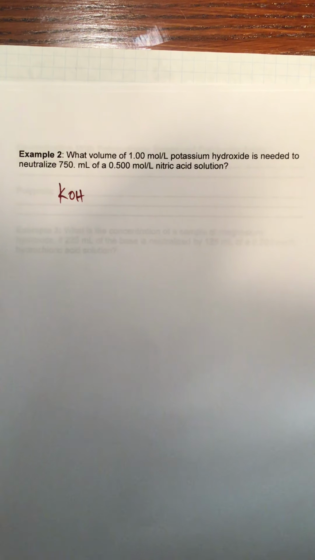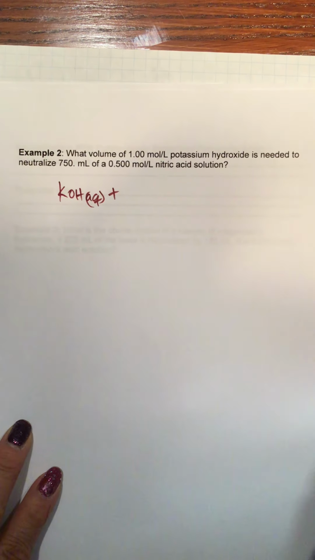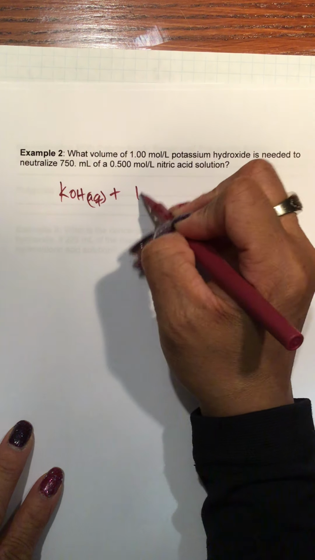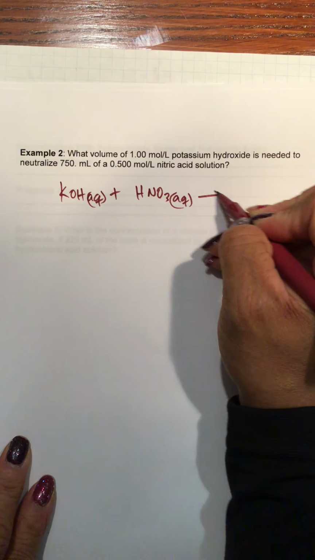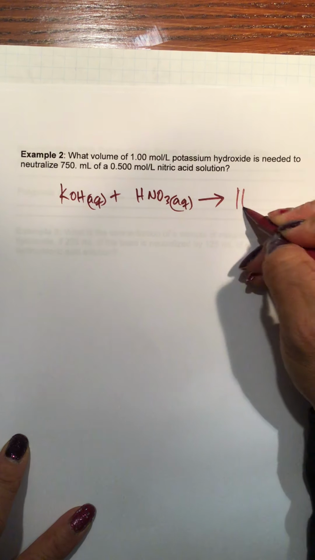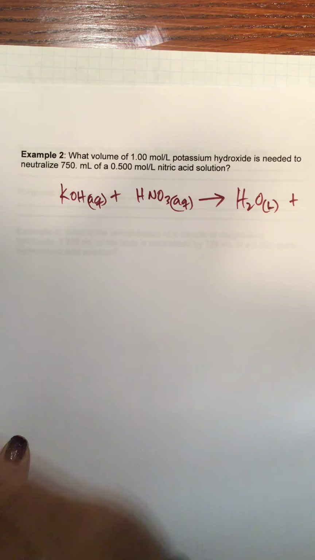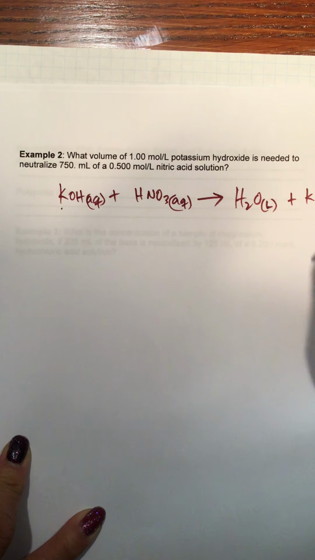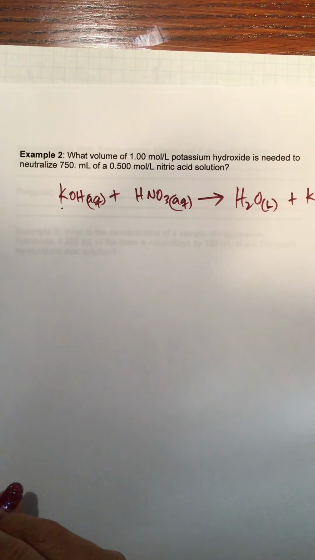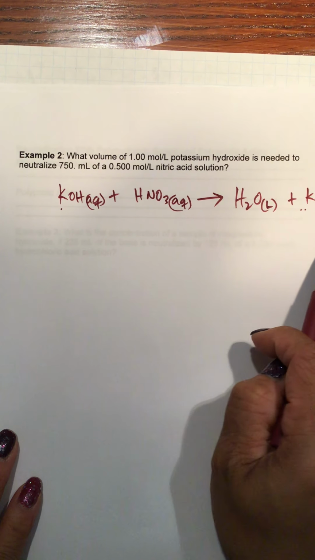The equation here is KOH for potassium hydroxide, and you're adding that with nitric acid, which is HNO3, both aqueous. This will result in always water, liquid, plus the salt that you combine, which is potassium nitrate, KNO3, aqueous. Nitrates are soluble. So looking at the stoichiometry, potassium 1:1, nitrate 1:1.